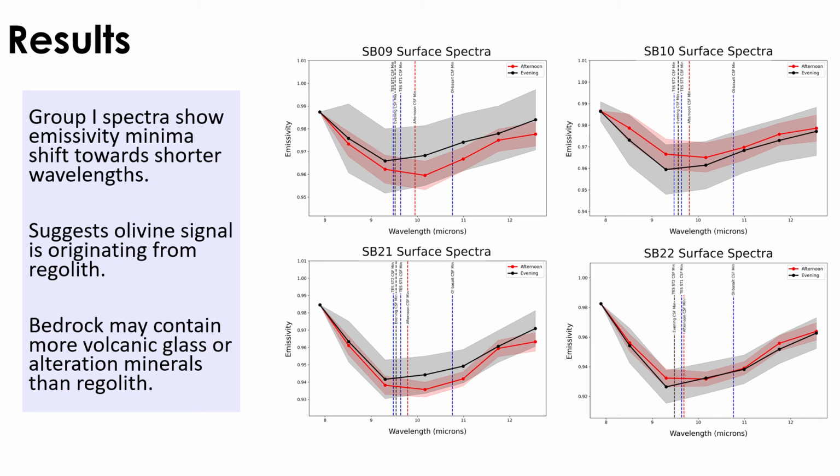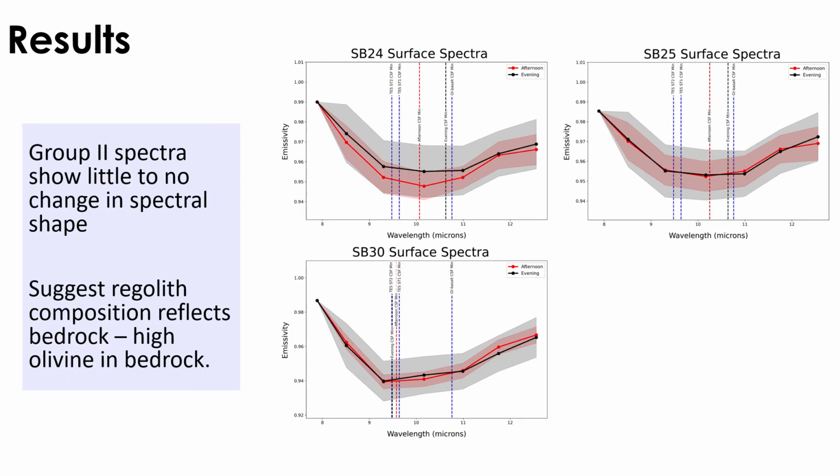This slide shows all daytime-evening spectral pairs for Group 1 bedrock planes. We can see that in all cases, the evening emissivity minimum is at shorter wavelengths than the afternoon minimum. This suggests that the olivine signal in these bedrock planes is originating from regolith. In addition, we can see that the shape of the evening bedrock plane spectrum also suggests that the bedrock contains more volcanic glass or alteration minerals than the regolith.